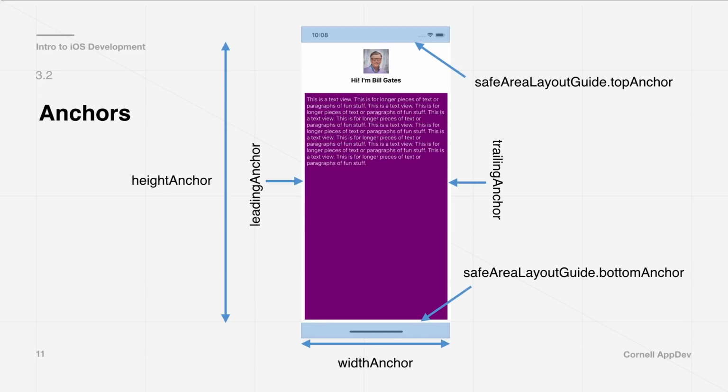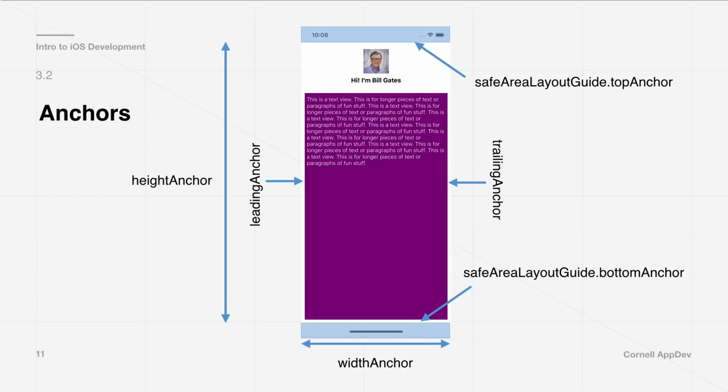Here we have a screenshot of a sample application. It's actually what we're going to be building today. This whole screenshot is our view controller's view, and inside it we have multiple different subviews. We have that image view, which is of Bill Gates, a UILabel, which says hi, I'm Bill Gates, and then a UITextView, which is that purple box. And for every single view, you have multiple different anchors. The left edge is called the leading anchor. The right edge is called the trailing anchor.